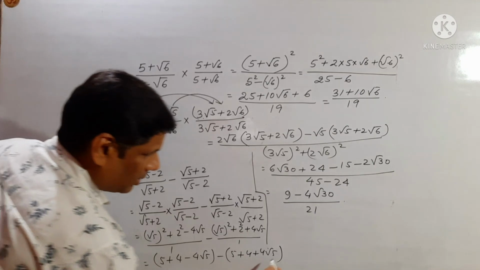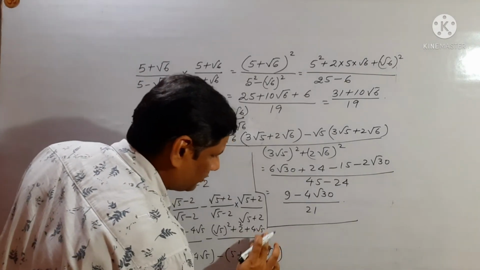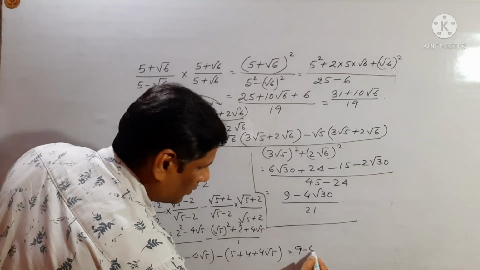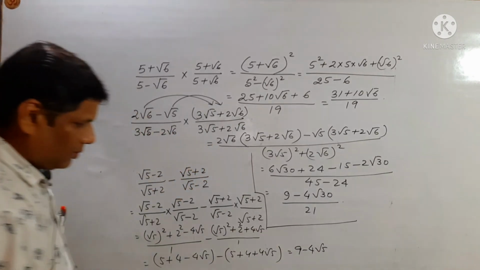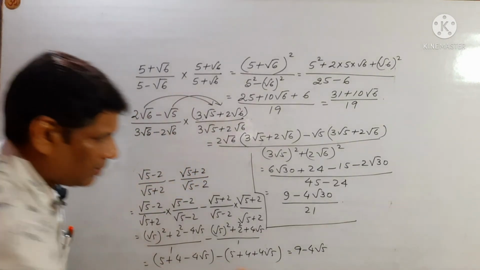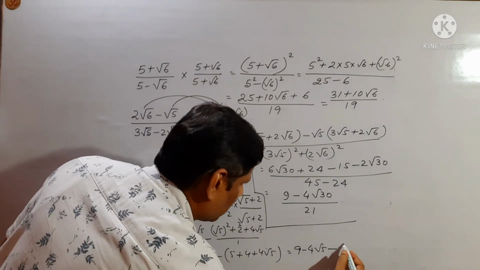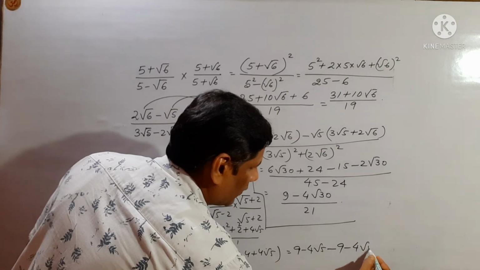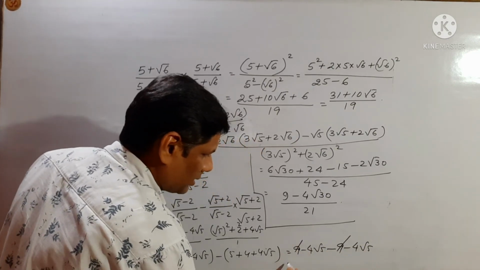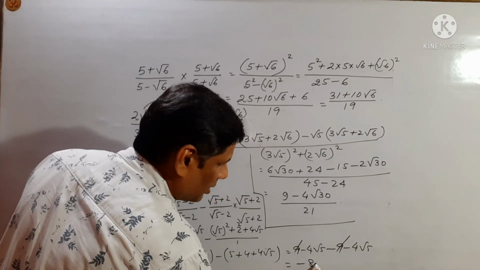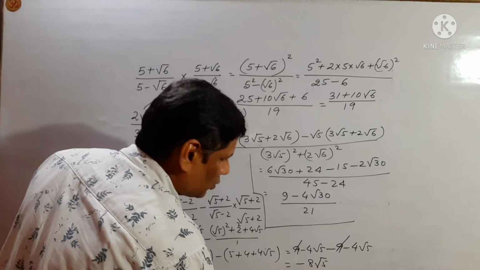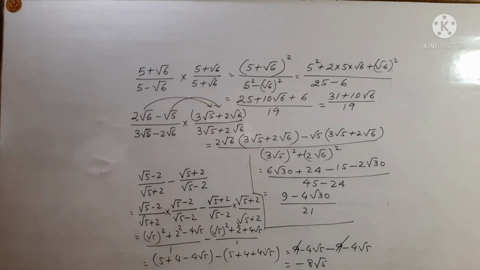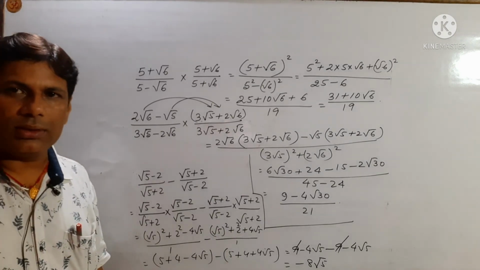So now subtracting these two parts, we get 9 minus 4 root 5 minus 9 plus 4 root 5. Minus times plus is minus 4 root 5. So 9 minus 9 cancels, and it becomes minus 8 root 5. In this way we can rationalize any of the questions whose denominator is an irrational number.